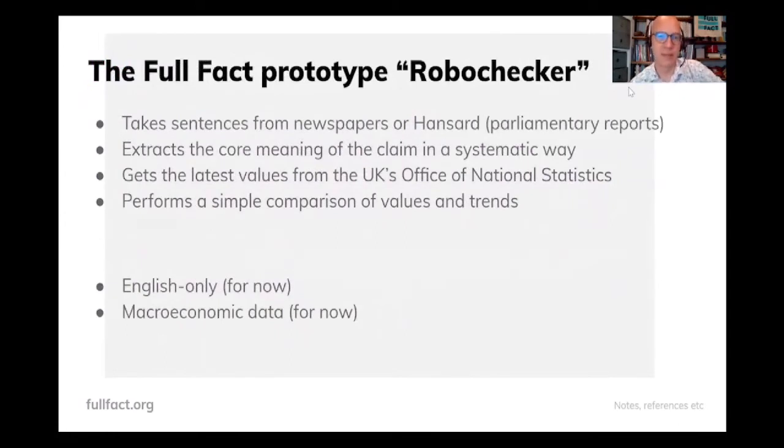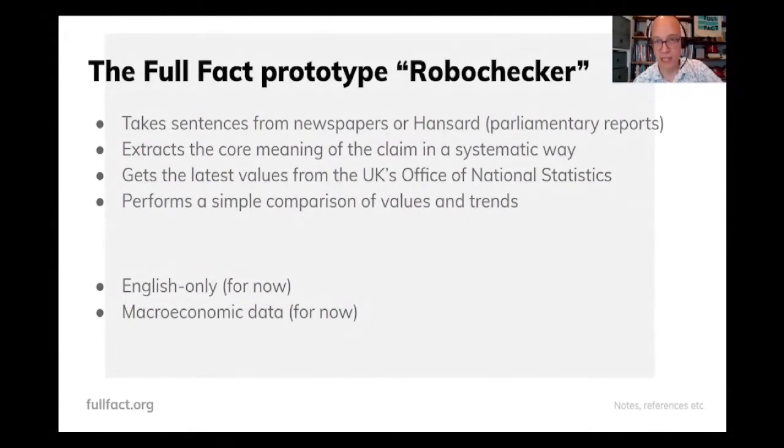So I'm going to demonstrate a prototype that we've been working on at Full Fact earlier this year, called the RoboChecker. This takes sentences from digital newspapers in the UK and from Hansard, the parliamentary reports. It then attempts to extract the core meaning of each sentence in a systematic way. And where possible, it verifies the values in the claim against the Office for National Statistics, the UK's main authority on stats, and performs a comparison to see whether the numbers in the claim match the numbers provided by the ONS.